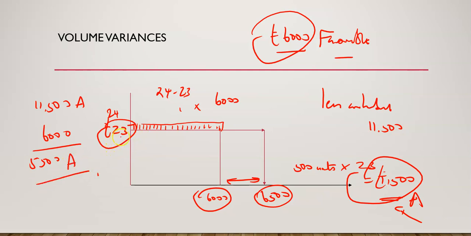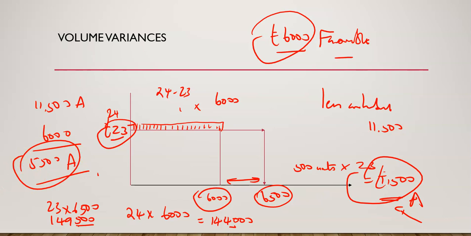The plan was that you thought you were going to get 23 times 6,500. So if you thought you were going to get 23 times 6,500, and what you actually got was 24 times 6,000, let's look at that, right? 24 times 6,000 is 144,000, and 23 times 6,500 is 149,500. The difference between this and this is, of course, 5,500.